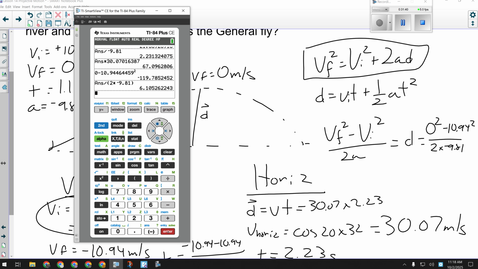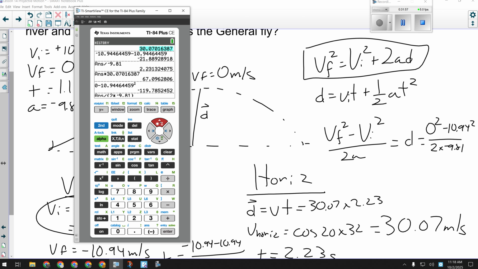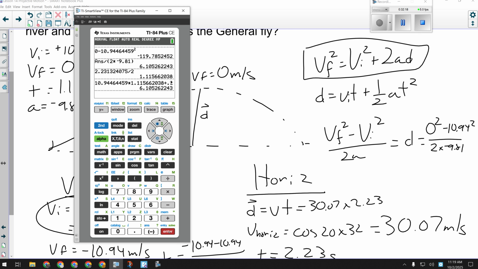That's the one way. Now I also said this formula would get me the same answer. So I just want to prove that to you. I'm going to take that 2.23 seconds, and I'm going to divide it by 2, so I've got exactly half the time. And then I'm going to use that formula. I'm going to use the 10.94, because that's my VI, and I'm going to multiply it by the time. And then I'm going to add to that 0.5 times negative 9.81, times the time squared. Oh, gee, I got exactly the same answer.